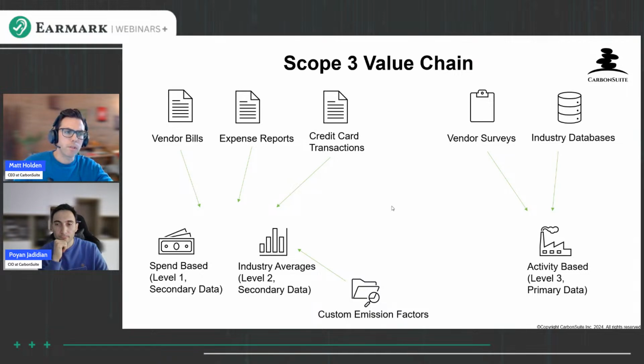So usually when we work with clients, we're seeing clients start with a spend-based discovery of their emissions footprint to figure out, based on what I've purchased, what are the hotspots? What are the top 10 vendors that I buy from, and what are the emissions of those vendors? And then start to narrow down and collect more detailed, granular data within the top 80% of the emissions, for example, and move towards more accurate data collection over time.